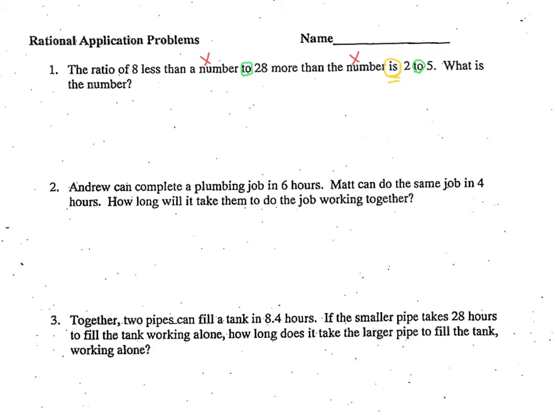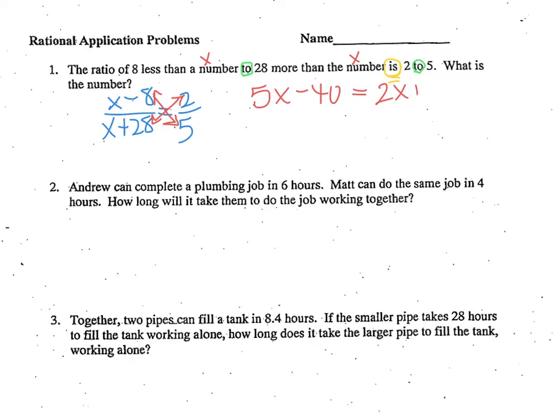So piecing that together gives me the equation x minus 8 to x plus 28 is, that's equals 2 to 5. If you remember in middle school, you can cross multiply. 5 times x minus 8 is 5x minus 40 equals 2 times x plus 28, 2x plus 56. And if you solve to get x by itself, you get 32.